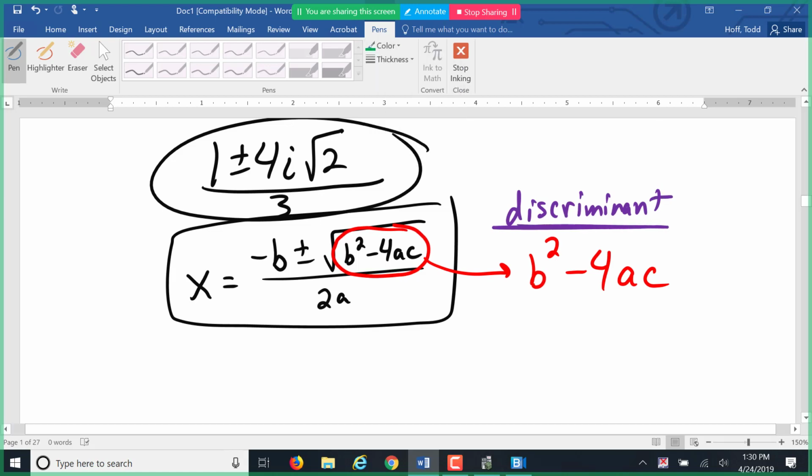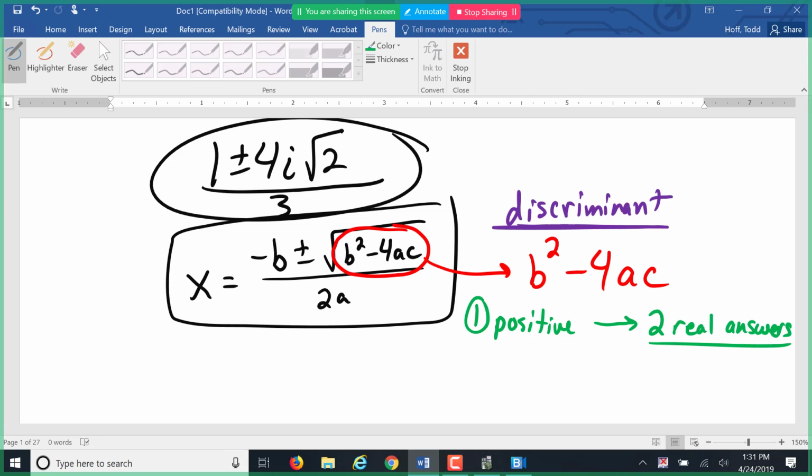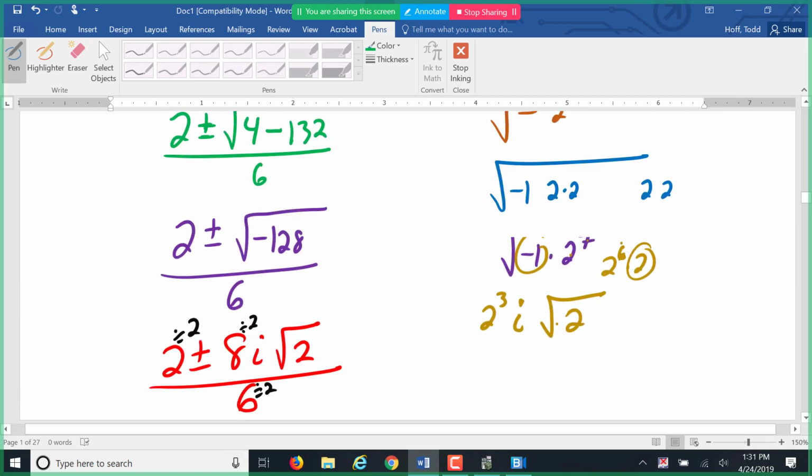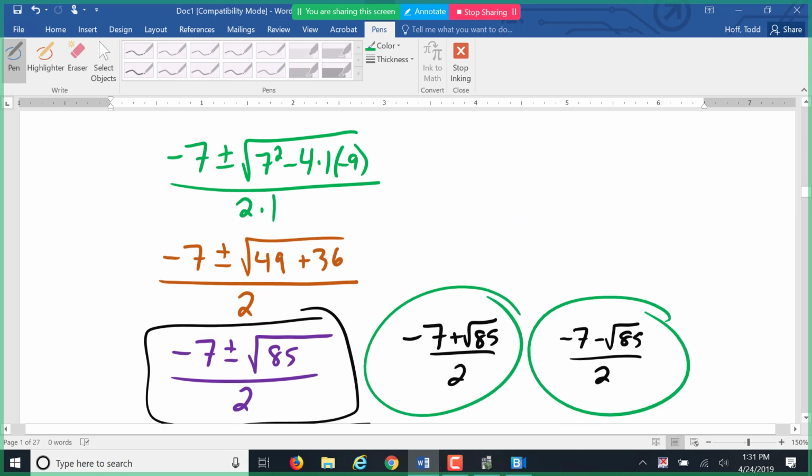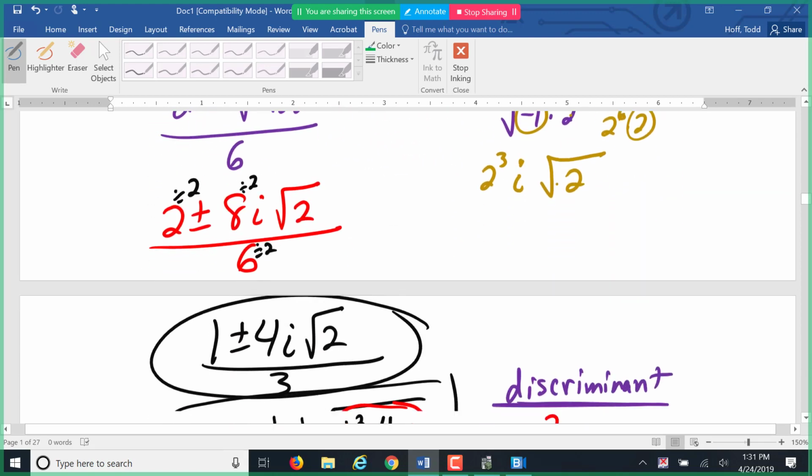We actually saw 3 different cases up above. Case 1, that discriminant was positive. We had 2 real answers. Most of the time those answers took the form of, there was a radical in there, like this. Negative 7 plus the square root of 85 over 2 and negative 7 minus the square root of 85 over 2. That was when that discriminant was positive.